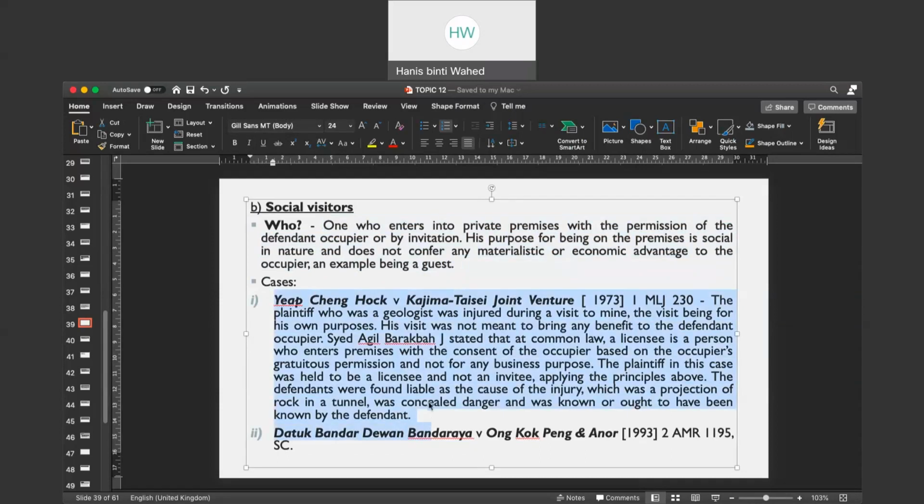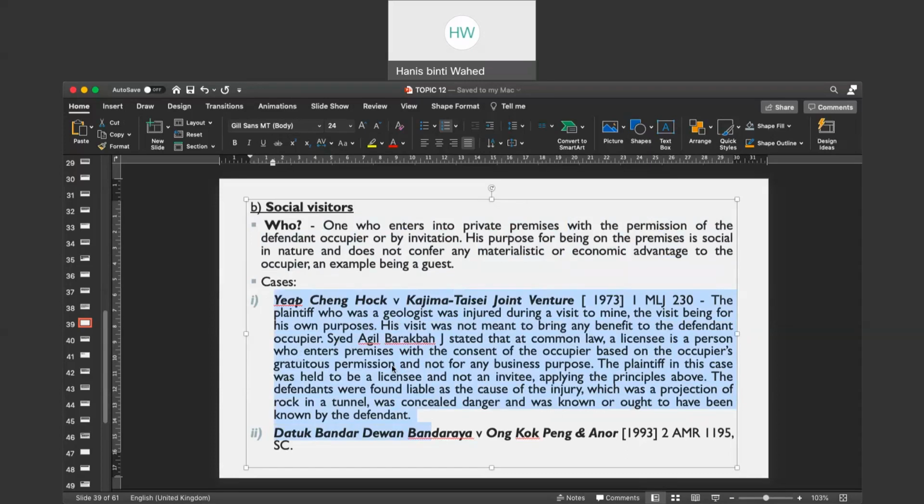Okay, dalam kes ini, the plaintiff who was a geologist was injured during a visit, yeah, a visit to mine. The visit being for his own purposes, and his visit was not meant to bring any benefit to the defendant occupier. Okay, jadi dalam kes ini, the judge stated that at common law, a licensee is a person who enters premises with the consent of the occupier, based on the occupier's gratuitous permission and not for any business purpose. The plaintiff in this case was held to be a licensee and not an invitee.